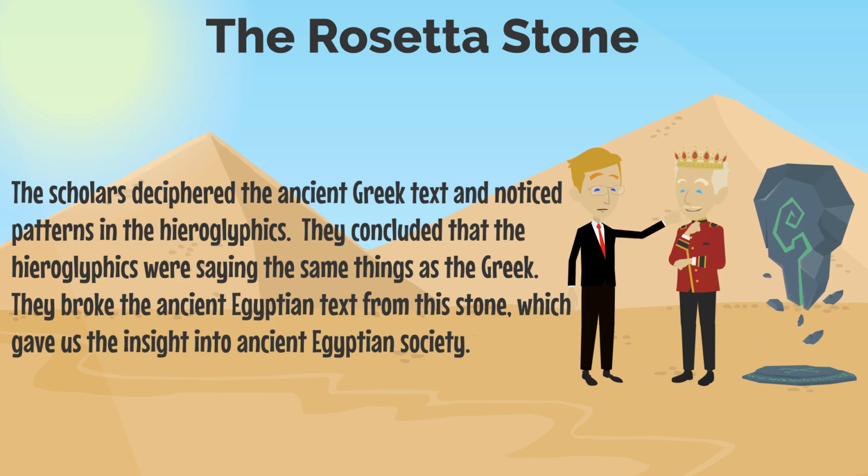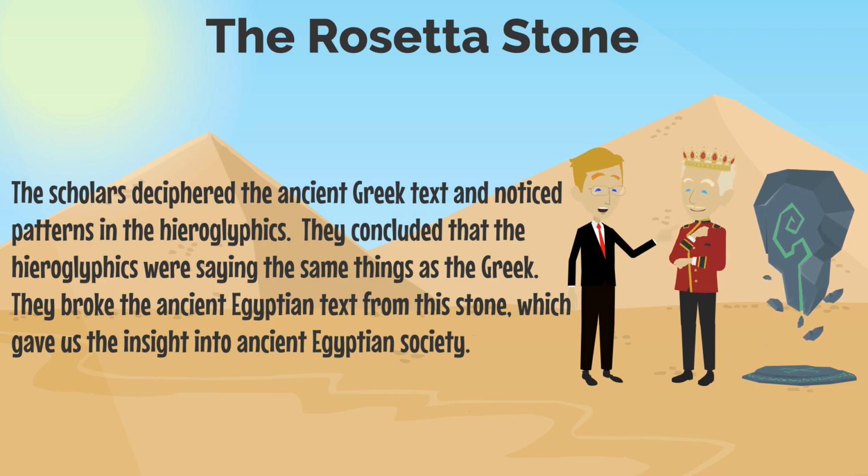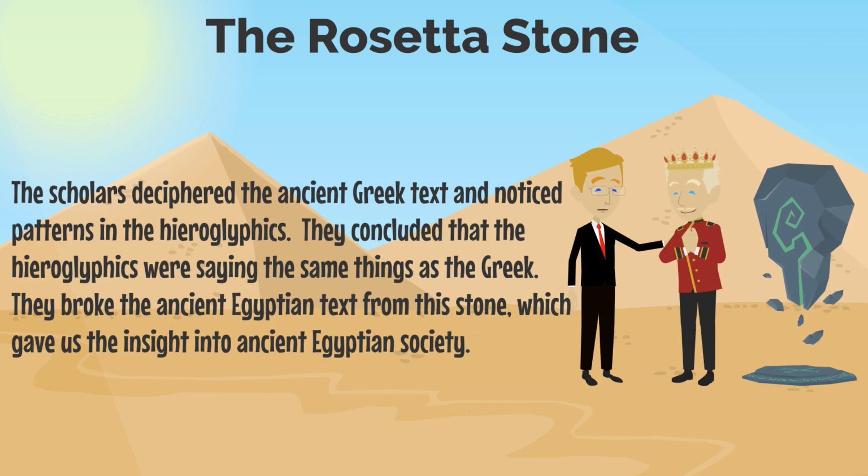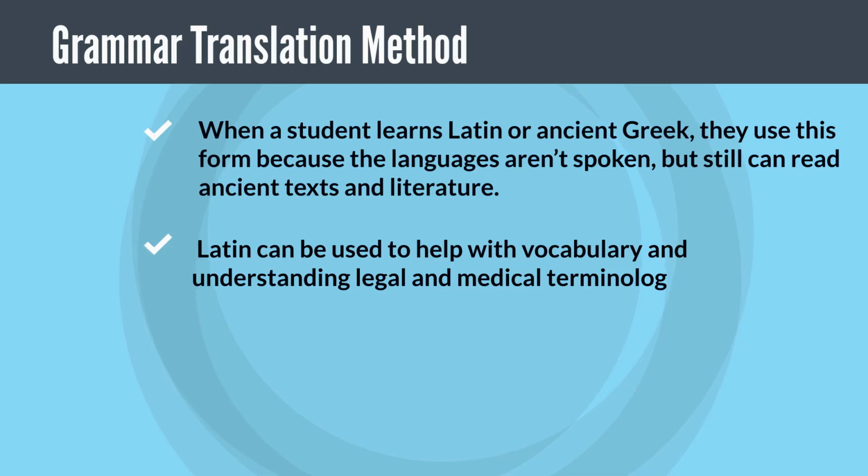The scholars deciphered the ancient Greek text and noticed patterns in the hieroglyphics. They concluded that the hieroglyphics were saying the same things as the Greek. They broke the ancient Egyptian text from this stone, which gave us the insight into ancient Egyptian society. When a student learns Latin or ancient Greek, they use this form because the languages aren't spoken, but still can read ancient texts and literature.